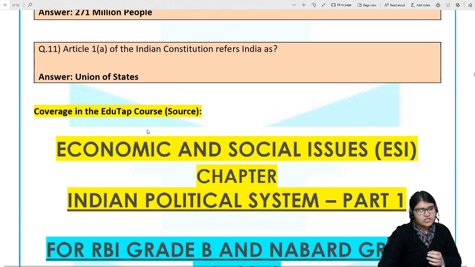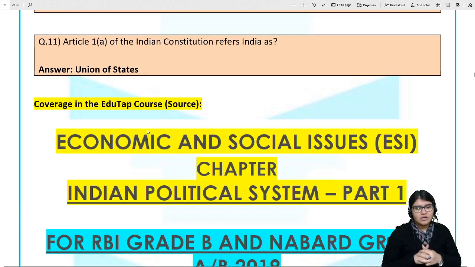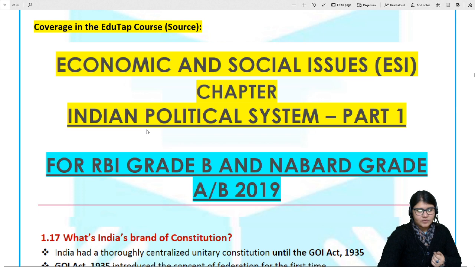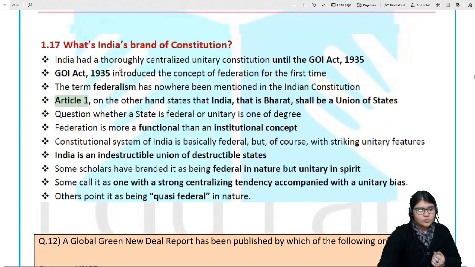Next, the 11th question: Article 1A of the Indian Constitution refers to India as what? The answer is Union of States. So, in one of the chapters that we had taken, again Indian political system, you can see here that this was an introduction that we had given. Article 1 states that India, that is Bharat, shall be a Union of States.